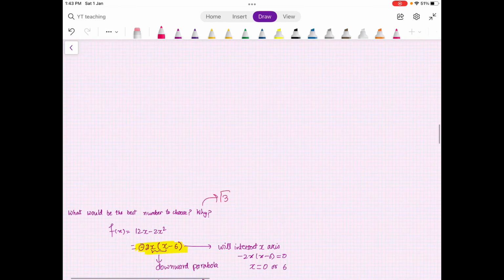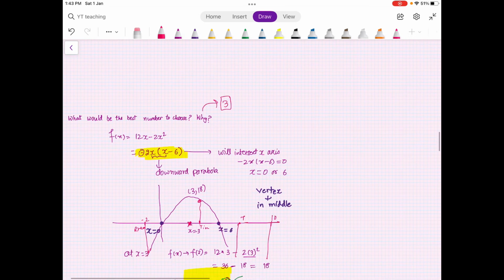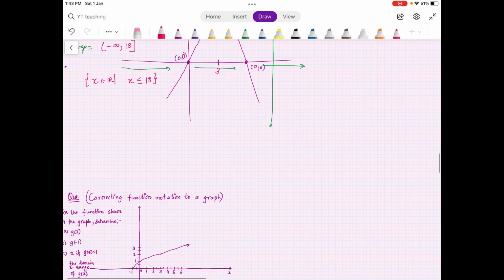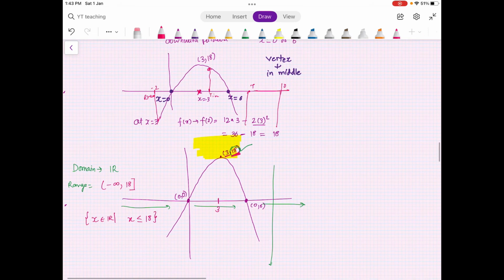Why? Because corresponding to 3, the value of the function is 18, which is the maximum value your function can attain, right? So in this question, we also learned how we can find the domain and range. That is very important. Although we will discuss it in more detail in the coming videos, we already got a flavor of what we mean by the domain and range of functions.